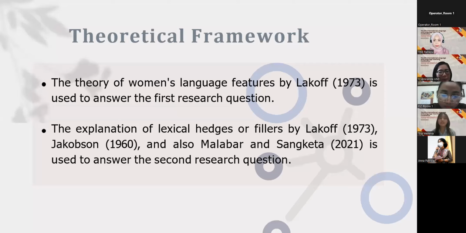Okay, and the next one is theoretical framework. How I use the theory to answer the research questions. So for the first research question, I use Lakoff's 1973 to answer what are the most commonly used women's language features in the Moxie movie. And then for the explanation, I also collaborated the theories like Lakoff 1973, Jakobson 1960, and also Malabar and Sankeda in 2021 to answer the second research question.